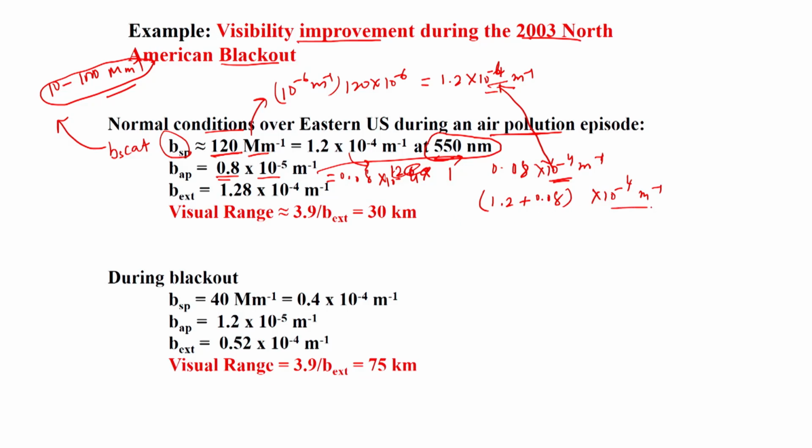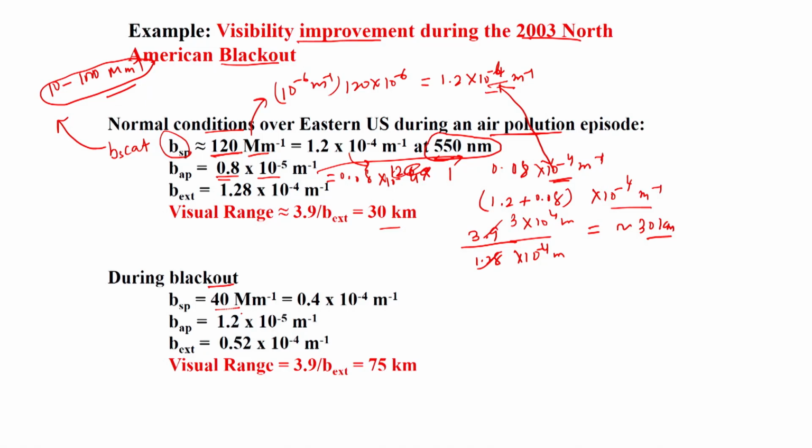So what will be the visual range? You can just put these values in: 3.9 divided by 1.28 into 10 to the power minus 4 meter. That is about 3 into 10 to the power 4 meter. This means about 30 kilometers. So the visibility during the normal condition is about 30 kilometers.